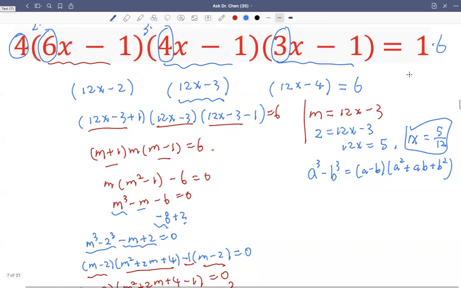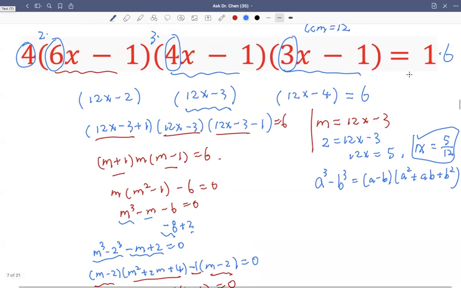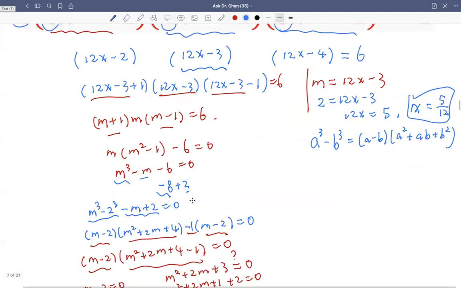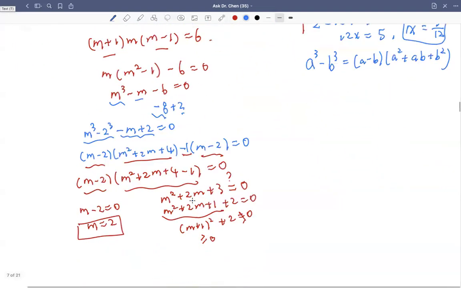Right. So what do we do for this complicated equation? Usually we want to use a substitution method, but what to substitute is the key. So in this one, we figure out, okay, we substitute 12x minus 3. Then the equation becomes a lot simpler to solve.